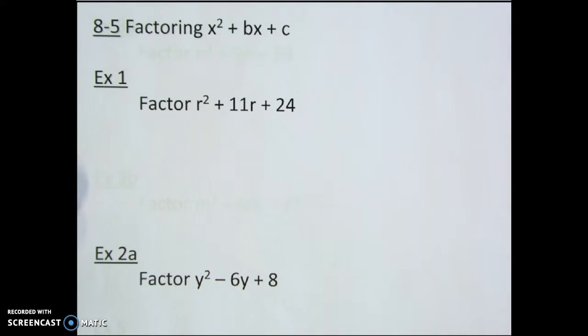Okay, we're going to look at factoring today. We have factored a single GCF piece out. In other words, we factored a monomial out of maybe 2 or 3 different terms. Today we're going to look at factoring a trinomial into 2 binomials.